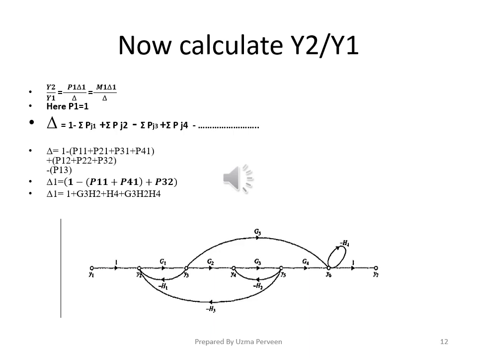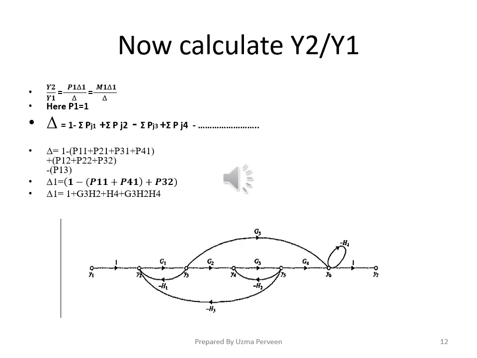So here from Y1 to Y2 there is only one forward path, so we have marked it as P1. P1 is 1 because the branch gain from Y1 to Y2 is 1. So P1 equals 1, and then we set the formula Y2 upon Y1 equals P1 del 1 upon del, and then the calculation of del is the same, which we have calculated earlier in the first part.